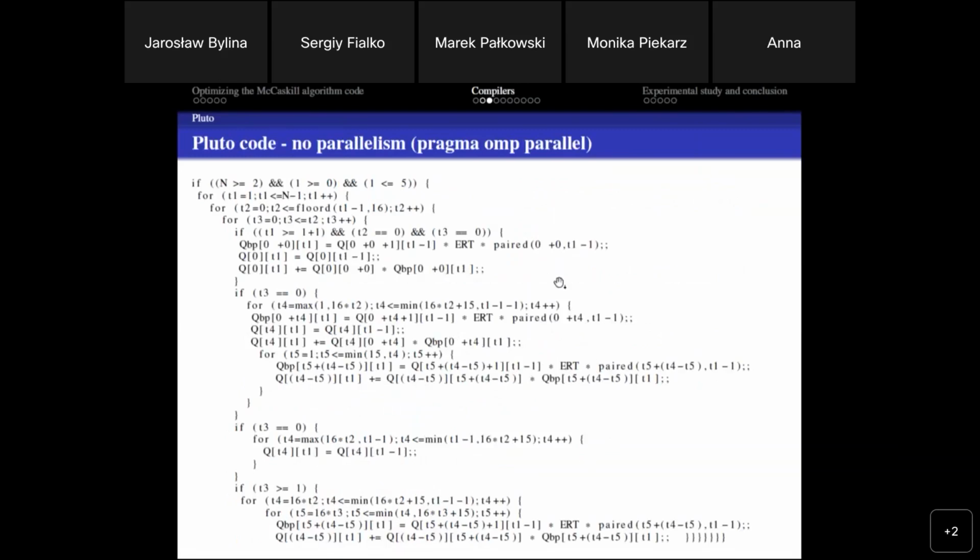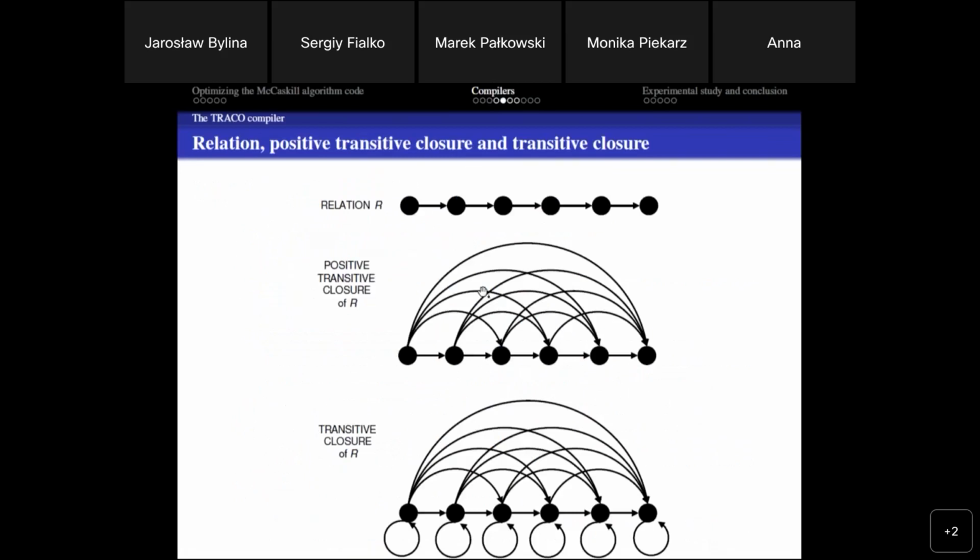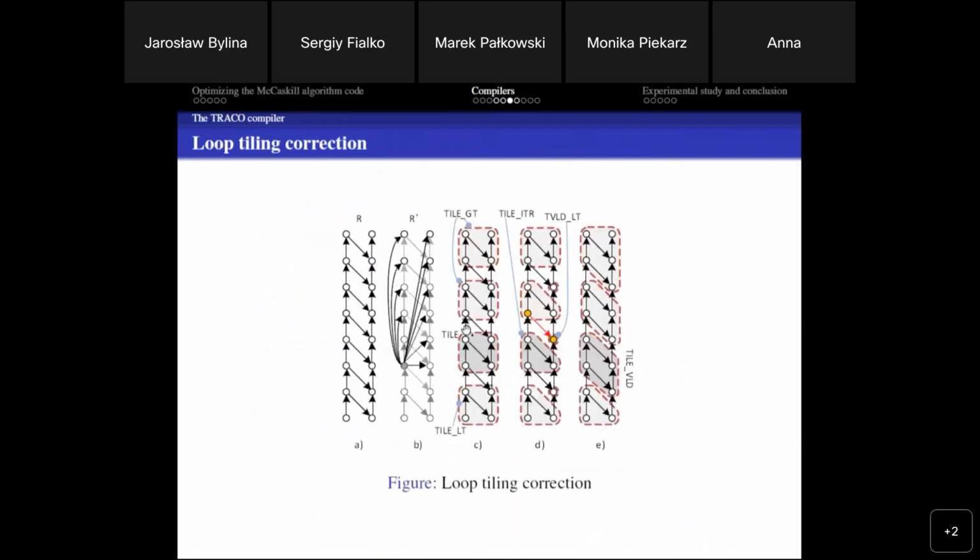Okay, and as you see, there is no parallelism, so the output is very well tiled, but there is no parallelism. Pluto is not able to find it. Okay, and we proposed Traco. Traco modifies the iteration space, moving dependencies, moving statements to the later tiles, so the output tiles are modified. Then the tiles can be executed in parallel.